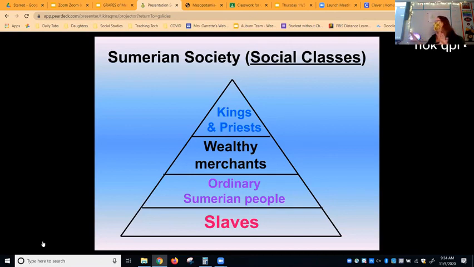And then we kind of have, and we'll get into it more specifically, all the other people sort of broken into smaller groups, but you have the other people underneath the kings and priests and wealthy merchants. And then at the bottom of Mesopotamian society, you have a group of people who were slaves. So slavery is something that has happened since the beginning of civilization with humans. It's probably, in my opinion, the worst part of human nature.